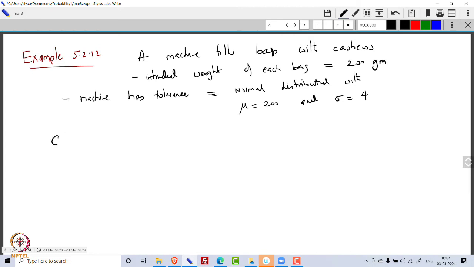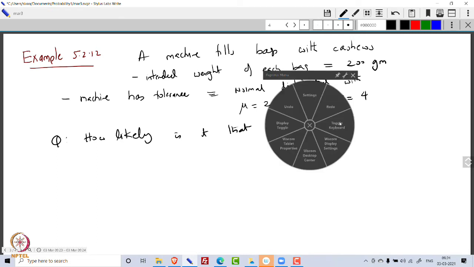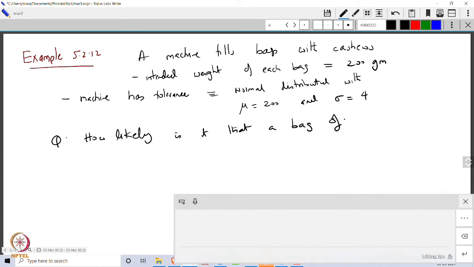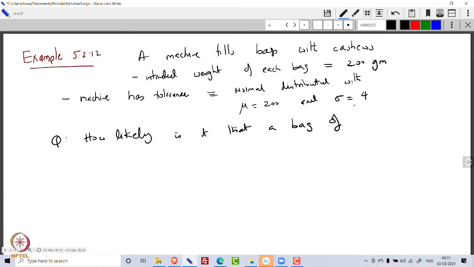So then someone will come and ask you the question: how likely is it that a bag filled by the machine will have fewer than 195 grams?